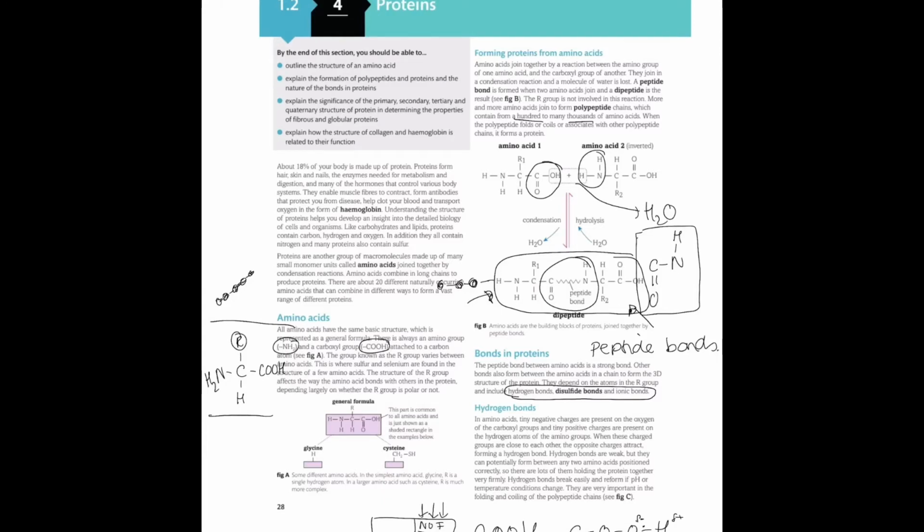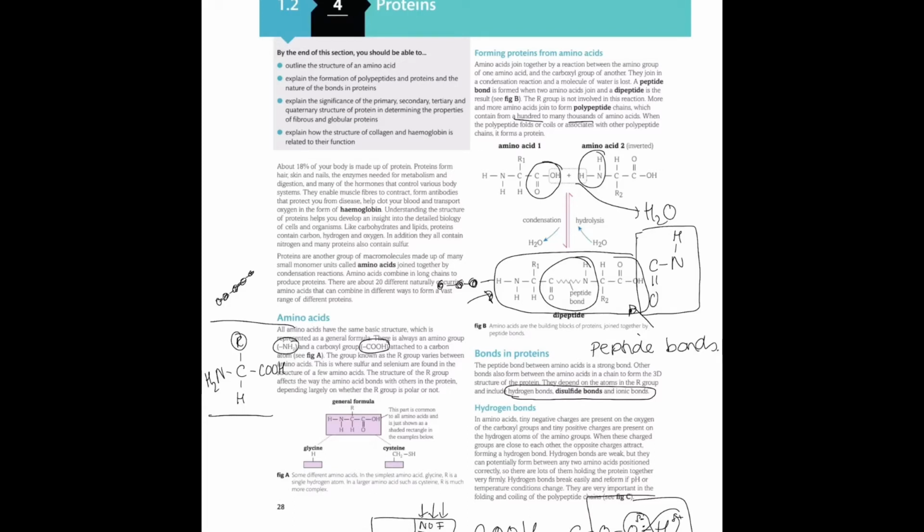When these charged groups are close to each other, the opposite charges attract, forming a hydrogen bond. So what happens? We should have this, but not in a crisscross type of way, but just showing that the delta negative and delta positive are attracted together. We're just showing how they would attract to each other.